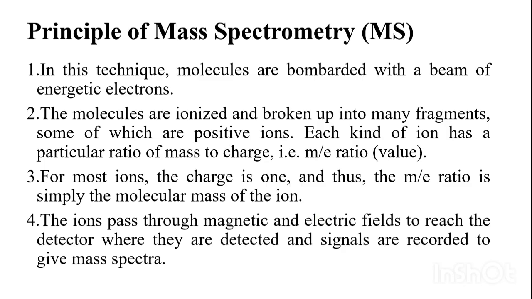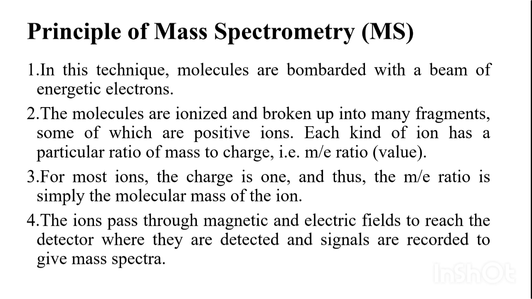Then what is the principle? In this technique, molecules are bombarded with a beam of electrons at first. Molecules are ionized. They are converted into ions and broken into many fragments, some of which are positive ions. Each kind of ion has a particular ratio of mass to charge. For most ions, the charge is 1. Thus, the mass to charge ratio is simply the molecular mass because the charge is 1.